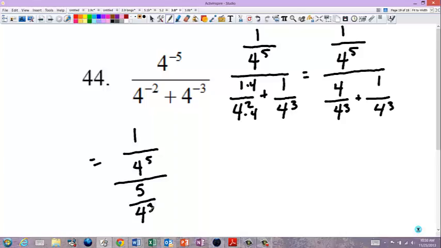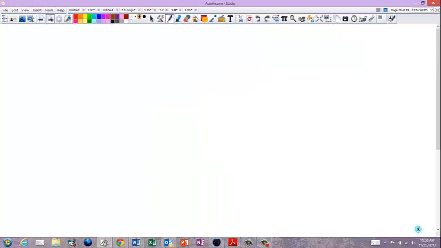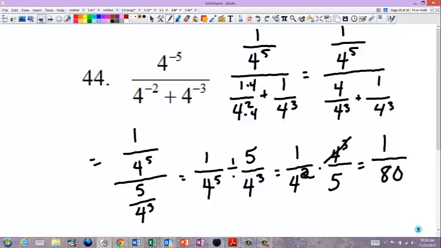Now, they don't just cancel, so I'm going to rewrite it as 1 over 4 to the 5th divided by 5 over 4 to the 3rd, which is the same thing as you leave the first one alone, multiply the second one by the reciprocal. These cancel with 2 of these, with 3 of these, and leave 2. So it's 1 over 4 squared is 16 times 5 is 80. And that's all I'm going to do.